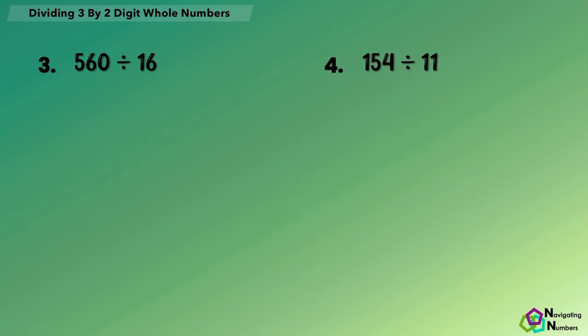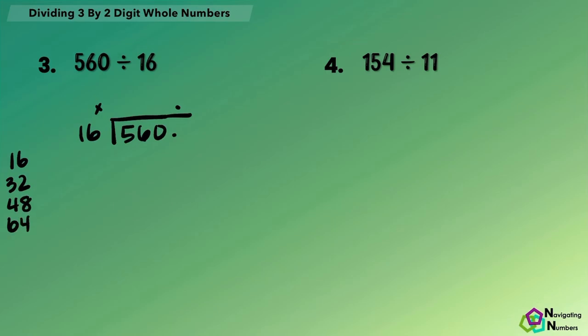Moving on to our next example, we have 560 divided by 16. So we have 560 is our dividend. That goes inside, divided by 16. So we need our multiples of 16. 16 times 1, times 2, times 3, times 4, times 5, times 6, times 7, times 8, and times 9.